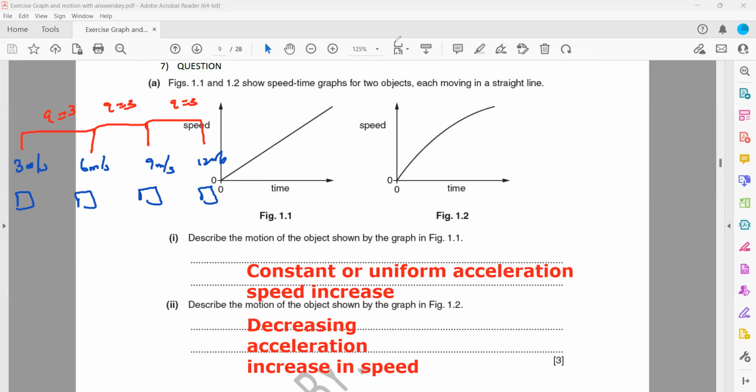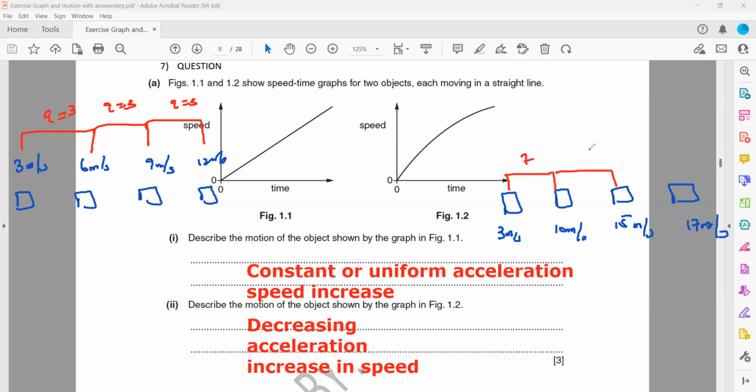What about the second graph? The second graph shows that the change in the speed is decreasing. Speed is increasing, but the change in the speed is decreasing. For example, say it was 3 meters per second, then 10 meters per second, then 15, then 17. So how much is the change? 3 becomes 10, that's 7 acceleration; 10 becomes 15, 5 acceleration; 15 becomes 17, 2 acceleration. So here acceleration is decreasing, but the speed is increasing. Here acceleration is constant and the speed is increasing.